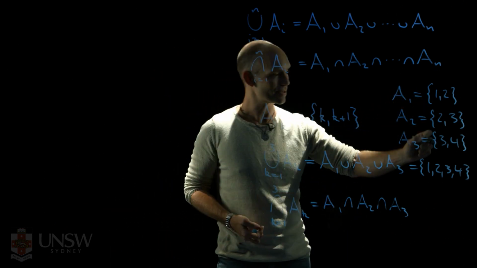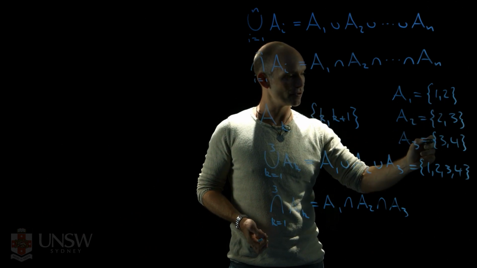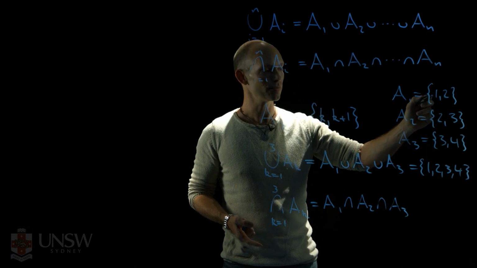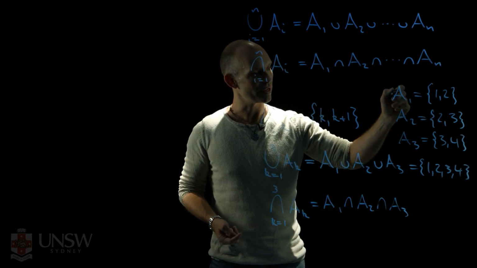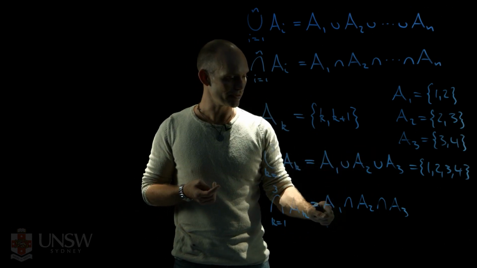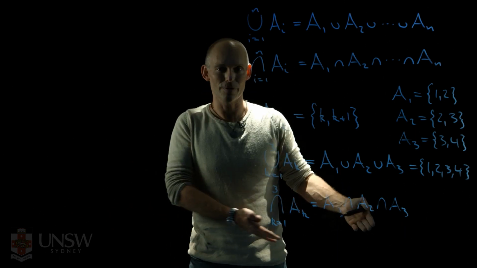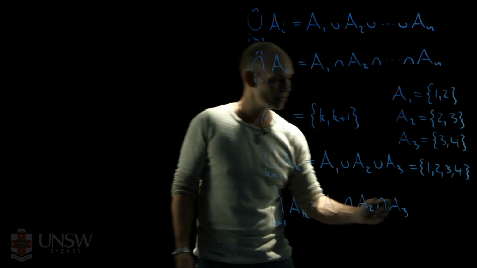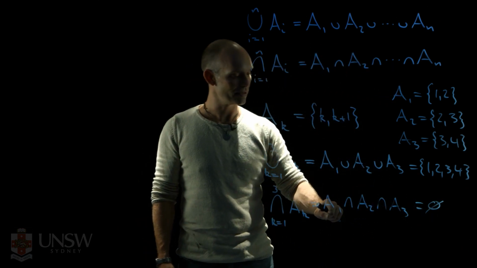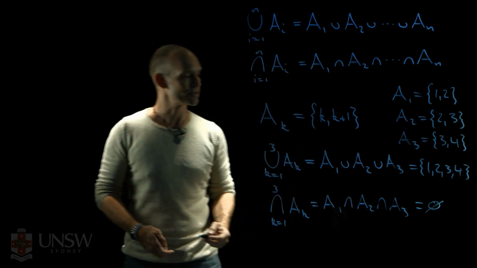And if we look at these, well, we've got 1 and 2 in this set, and there are no 1s and 2s there, so we won't have any element which is in both A1 and A3 at the same time. So the intersection of A1 and A3 is empty. And if you keep intersecting it with A2, it'll still be empty. So we have that this is the empty set. There are no elements that are in A1, A2 and A3 at the same time. So that's the empty set.